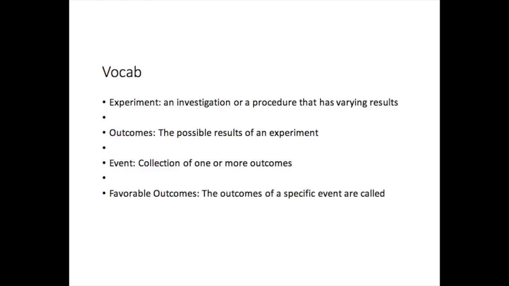So some vocabulary to know is experiment, which means an investigation or procedure that has varying results. Outcome is the possible results you can get from your experiment. An event is a collection of one or more outcomes. So just like you'd have an event for a sport or anything, something that has more than one outcome. And favorable outcomes are the outcomes of a specific event.